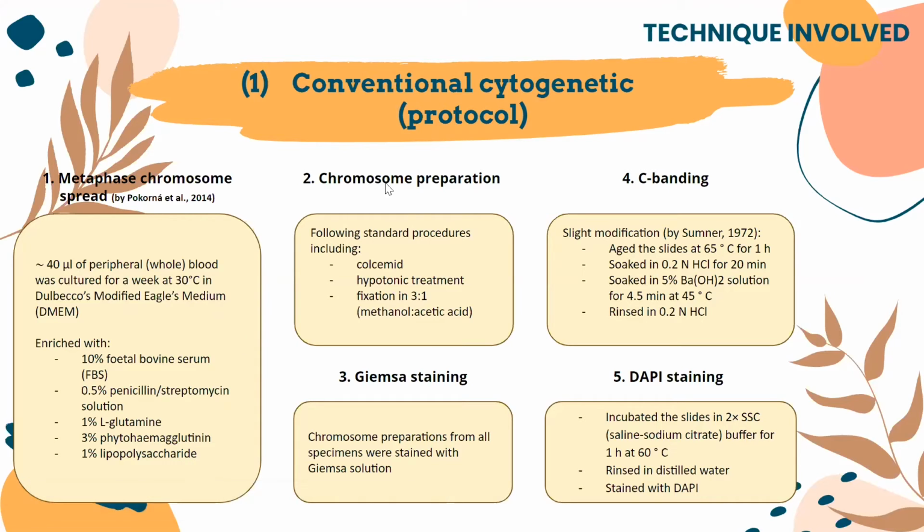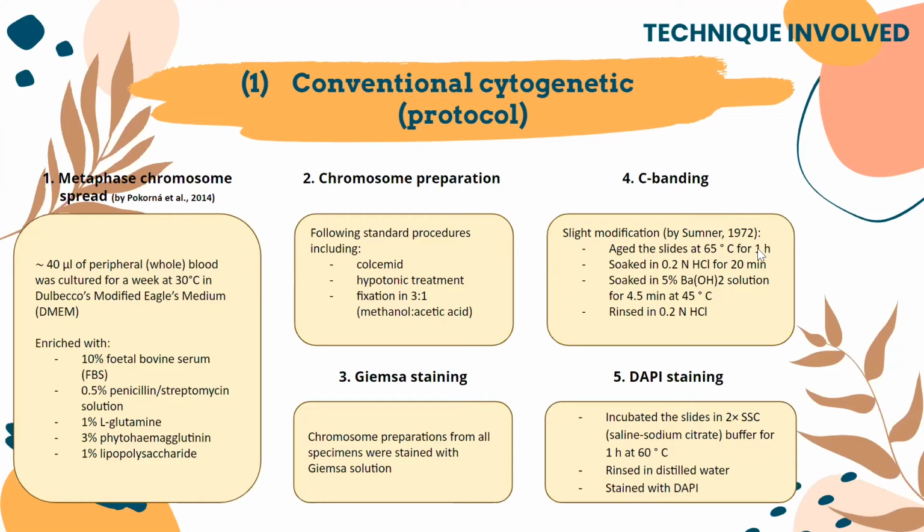And then the next step, we prepare the chromosome following the standard procedure, including colcemid, hypotonic treatment, and fixation in a ratio of 3:1, which is the methanol and acetic acid. And then we stain with the Giemsa. We prepare the Giemsa staining for the chromosome, and then we do the C banding.